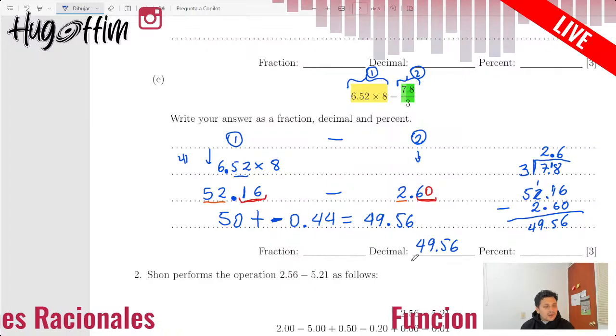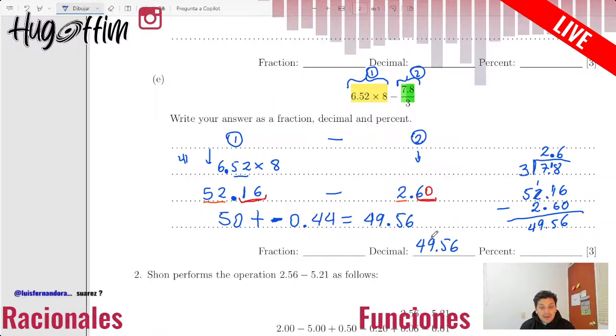Now, I want it as a percent. So if you want it as a percent, you just need to multiply by 100. Okay? You just need to multiply by 100.